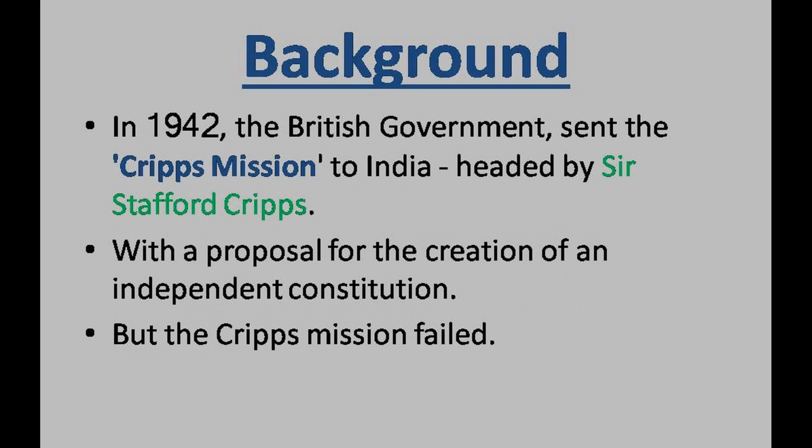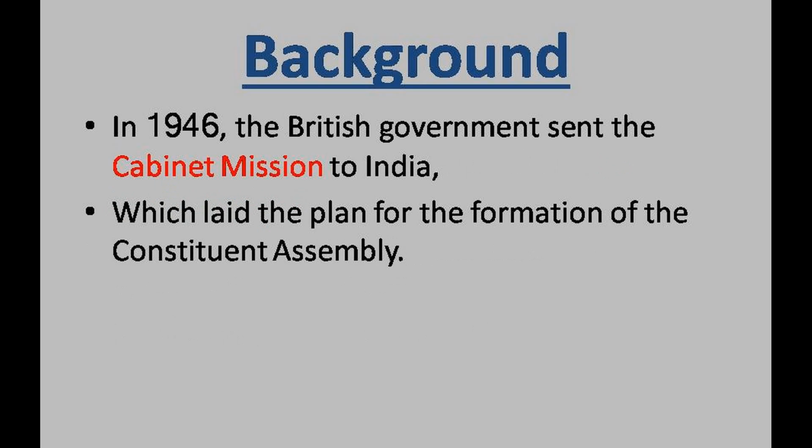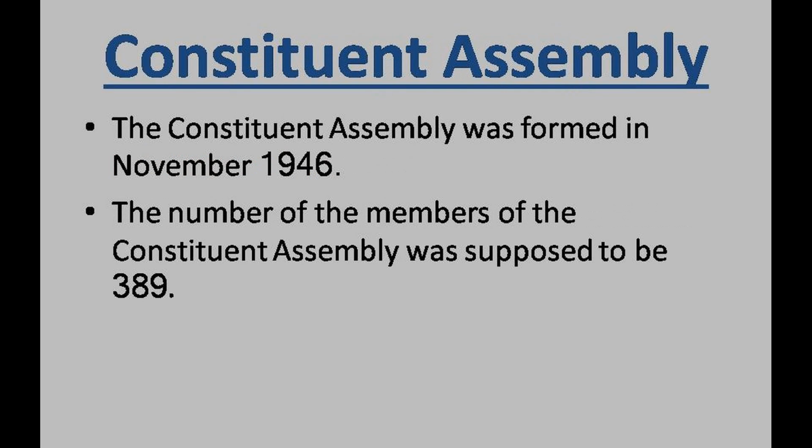In 1942, the British government sent the Cripps mission to India, headed by the British Cabinet Minister Sir Stafford Cripps. It was sent with a proposal for the creation of an independent constitution, but the Cripps mission failed. In 1946, the British government sent the Cabinet mission to India, which led the plan for the formation of the Constituent Assembly. The Constituent Assembly was formed in November 1946.